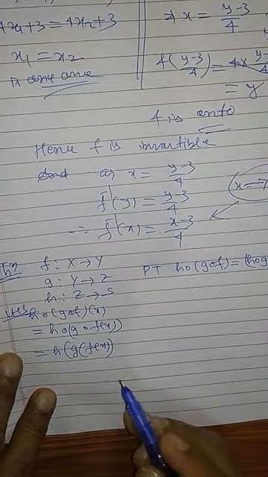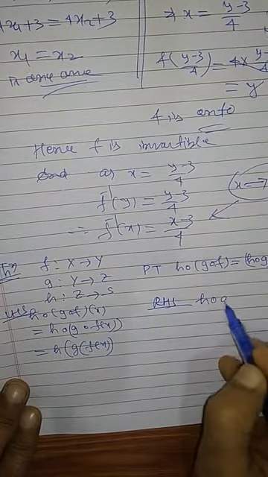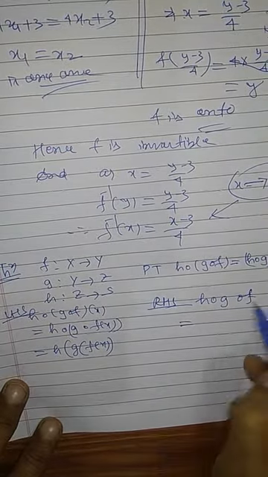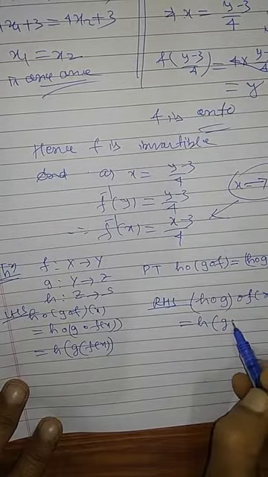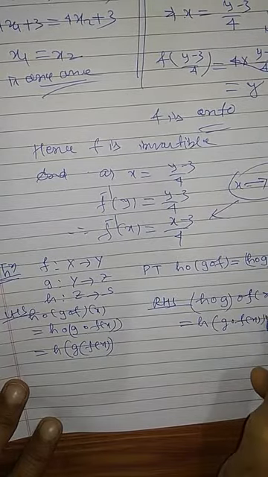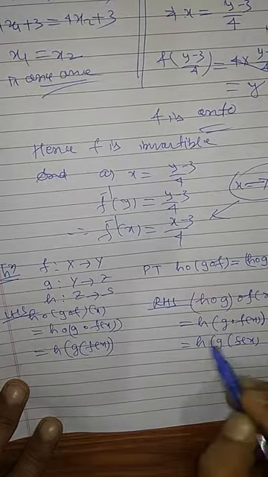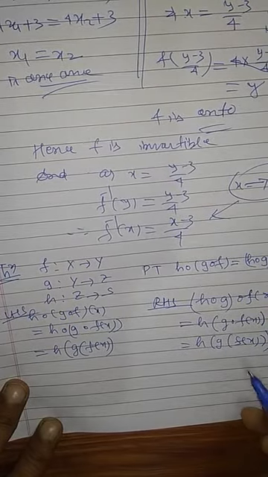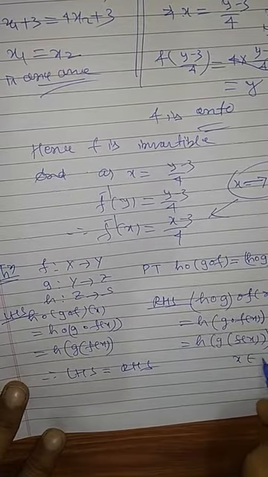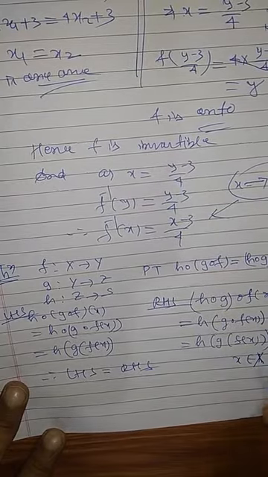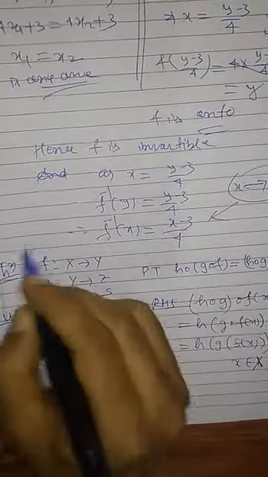Clear? Now RHS, (h o g) o f of x is equal to h of g of f of x. Now h of g of f of x, simple. Instead of o, write the bracket. So therefore LHS is equal to RHS. This is true for all x belongs to capital X. Clear? This is one theorem.